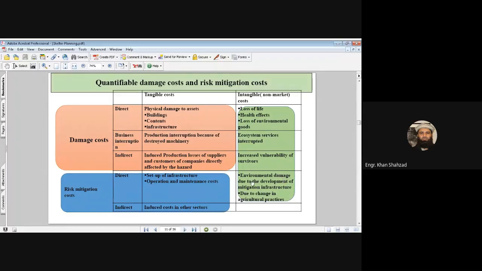Let's talk about the intangible. So environmental damage due to the development of mitigation infrastructures. If you are making these infrastructures, what will happen, or how much will it affect the environment? It will have an environmental impact on that area, if you are setting up, reconstructing, retrofitting or rehabilitating these infrastructures, due to the development of mitigation infrastructure, due to change in agriculture practices. Uzair Khan, what does this mean?